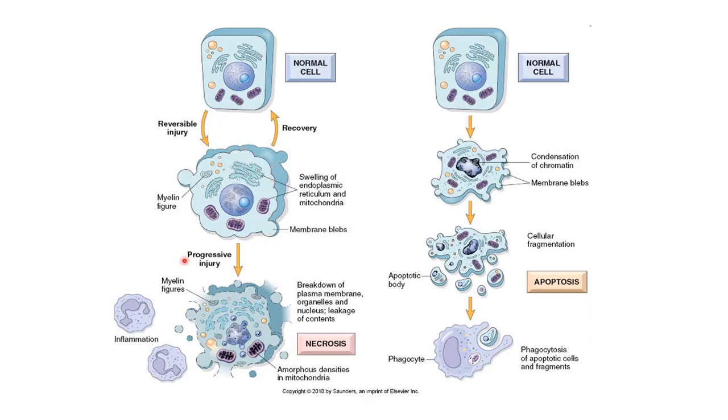Now, when the injury increases, the cell will enter a progressive injury and will go to the irreversible injury. In the reversible injury, the cell can go back to normal when the injury or the stress disappears. But when the stress or the injury persists, the cell will go into the irreversible cell injury, which we call cell death, and in this case it is called necrosis. Necrosis.